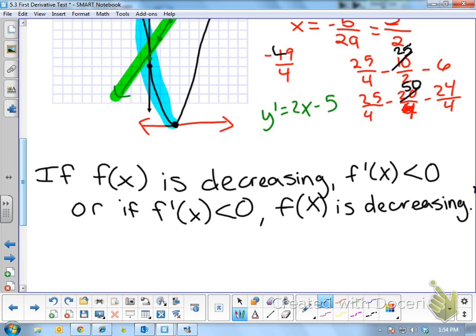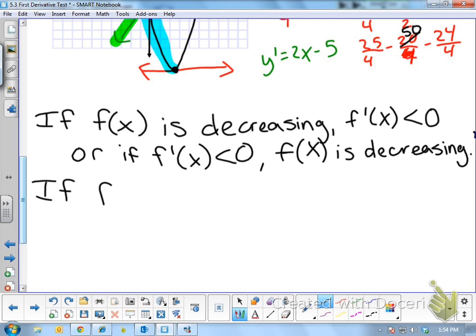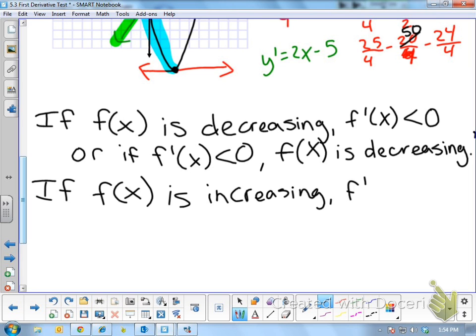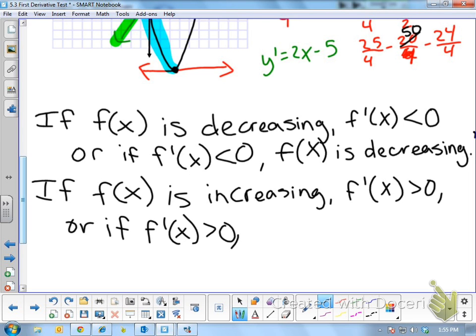And it's very important we can identify that from both directions. Sometimes they'll give us f and say, tell me about f prime. Sometimes they'll give me f prime and say, tell me about f. So what would I say next? If f of x is increasing, what would we know? f prime of x is positive. Or if f prime of x is positive, then f of x is increasing.